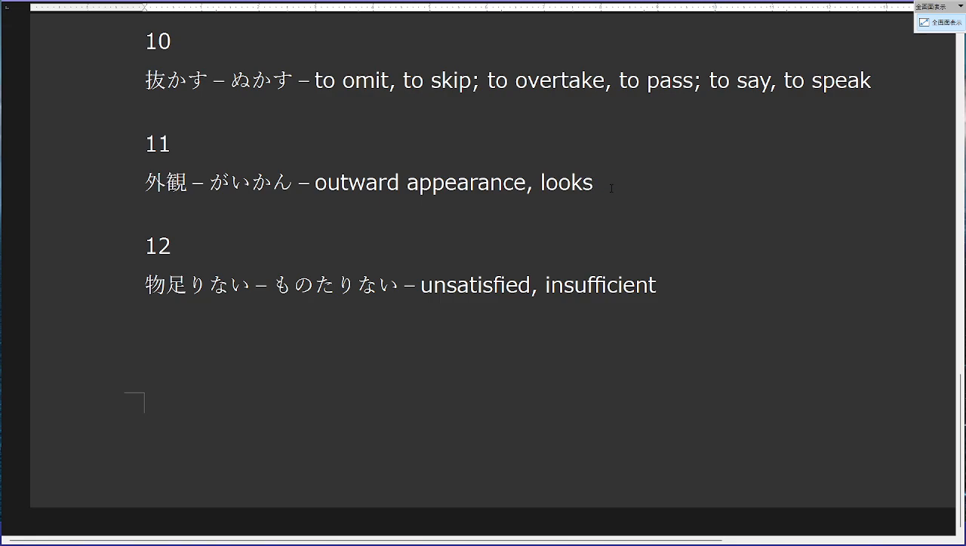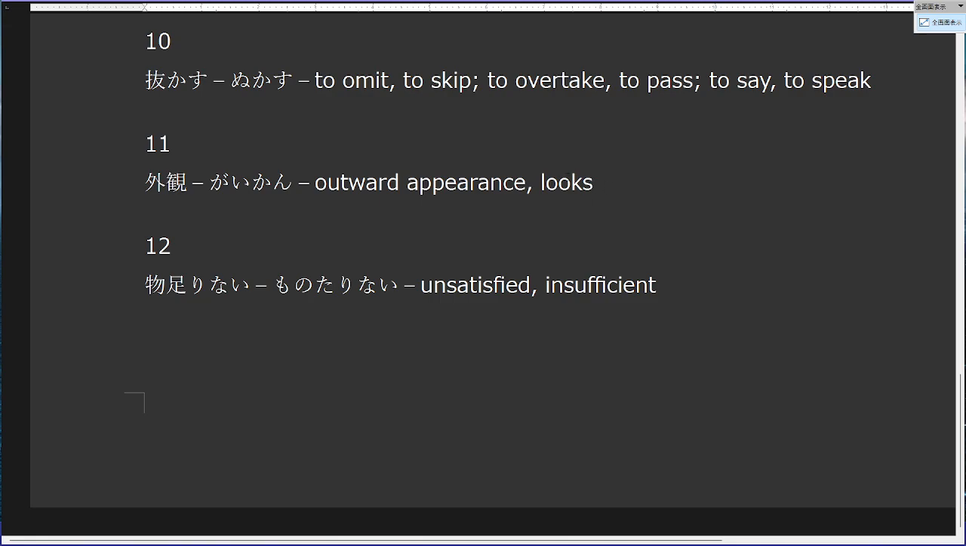Gaikan is the outer appearance or looks of something. Gaikan desu. Gaikan is the outer appearance or outer view of something. View from the outside, if you will. Gaikan is an outward appearance or view.